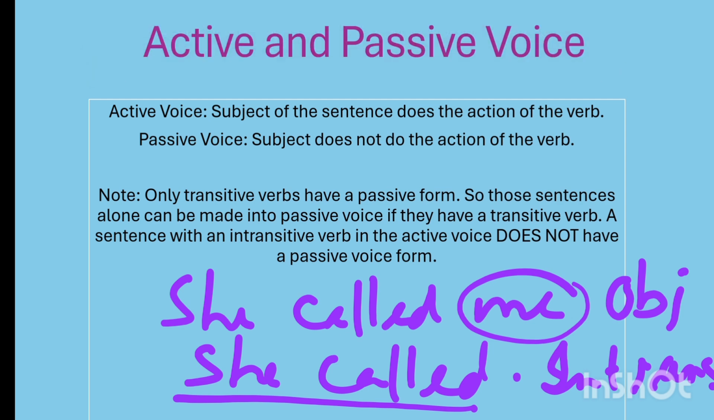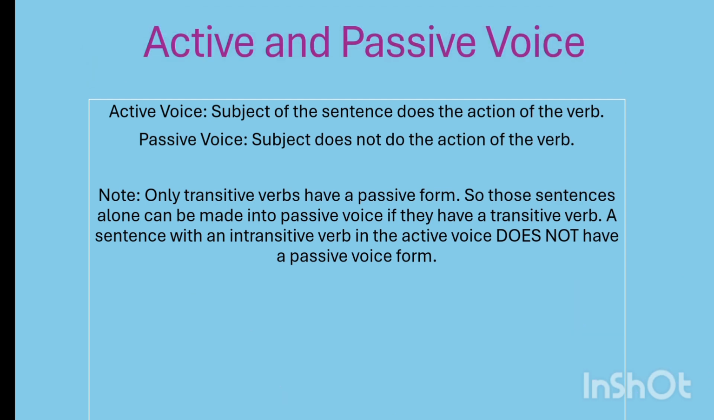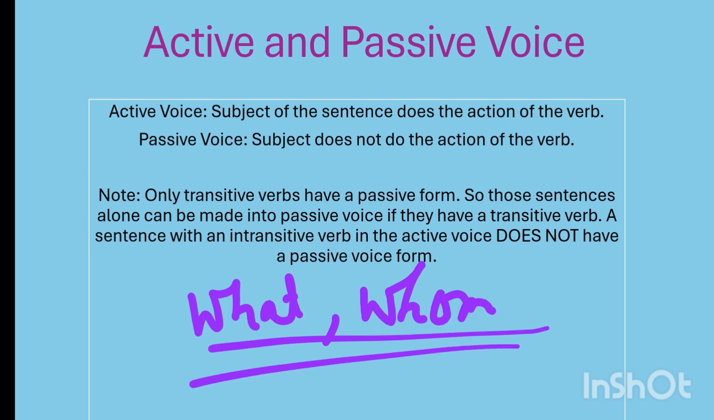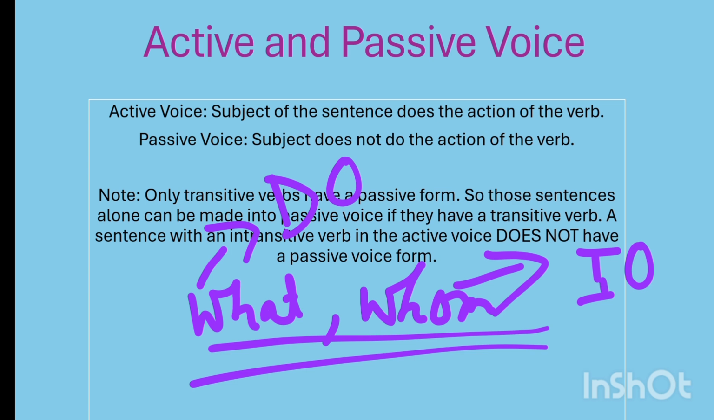Now, the best way to find an object is to question using the word what, who or whom, by whom, for whom. If you get the answer by questioning what, that is a direct object, and if you get the answer by questioning whom, for whom, by whom, then it will be an indirect object. So when an object is present, either direct object or indirect object or both, it's transitive. If no object is present, it's intransitive.